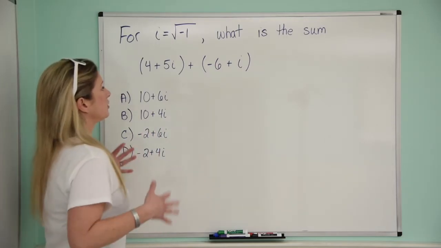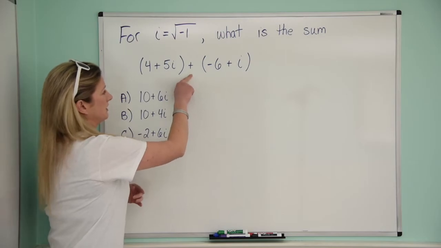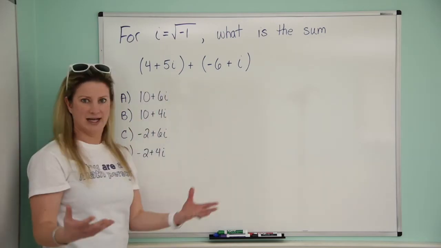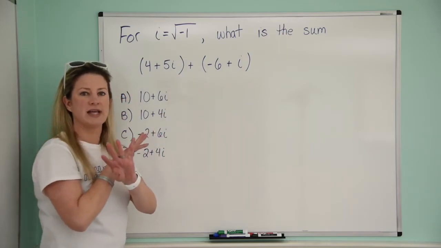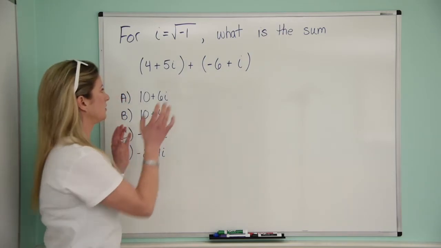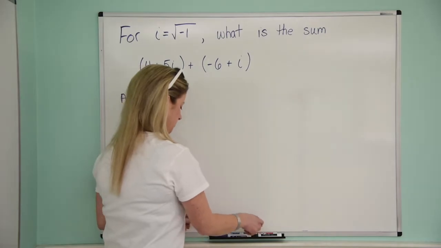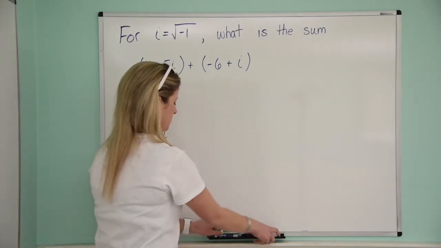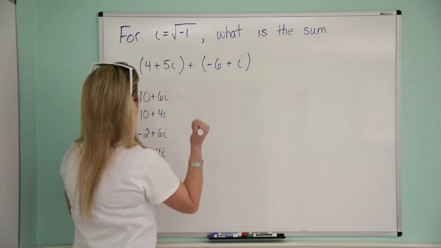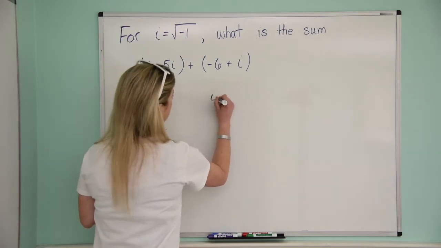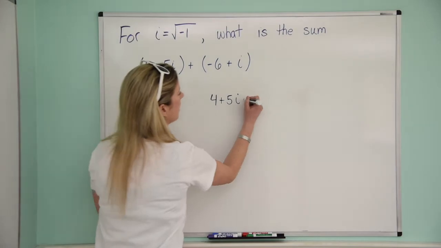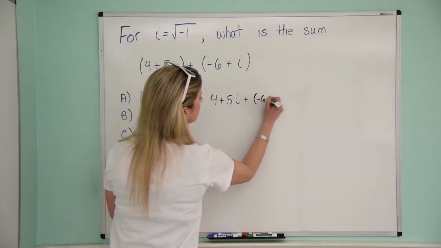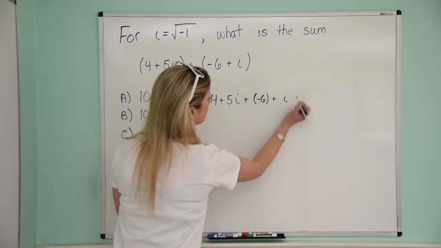All right, so the first thing we notice is it's addition, which is fantastic, because if it's addition, it just means we're adding what's in here. So all the signs hold and we can just remove the parentheses. I'm just going to rewrite that here. So we've got 4 plus 5i, because I just removed the parentheses, plus -6 plus i.